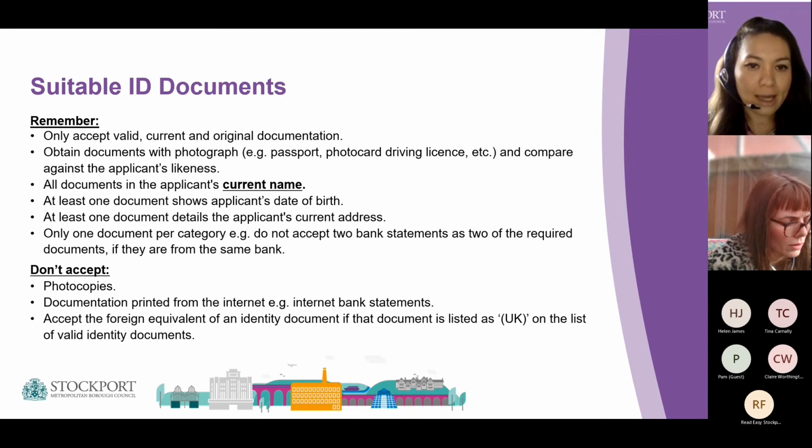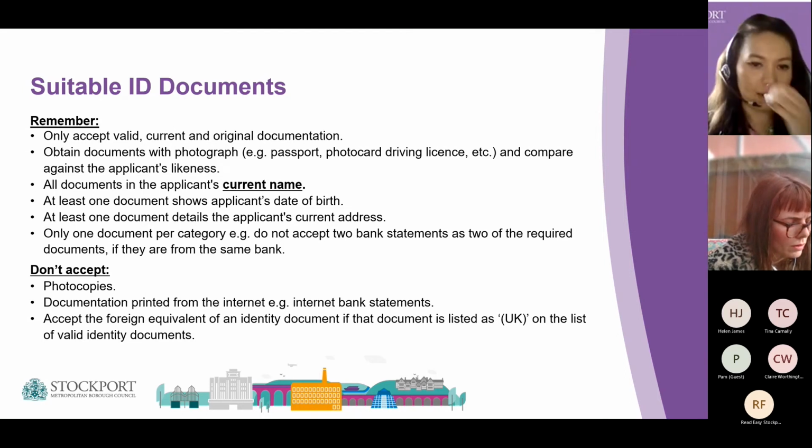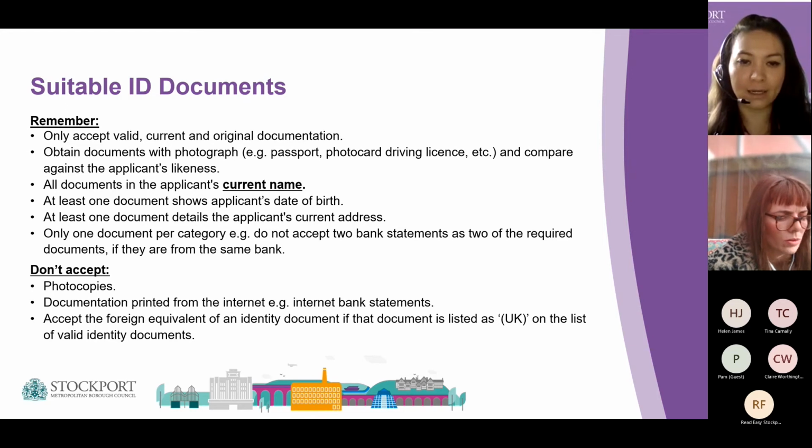So we can only accept one document per category. So they're sort of split up into the groups, and then within those groups there's different documents we can accept. And one of those examples is a bank statement. So you can't accept two bank statements. So if you've got a bank account with one bank and another one with another, we can only accept the one bank statement. We can't accept the two.